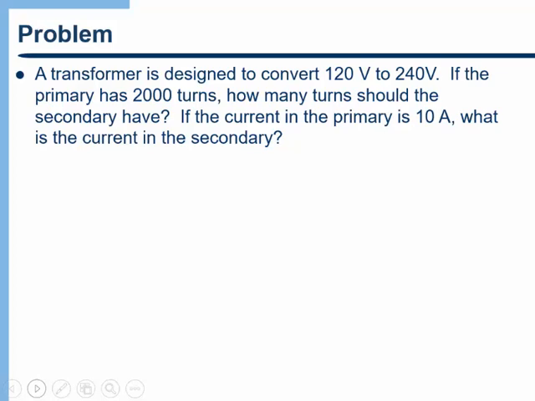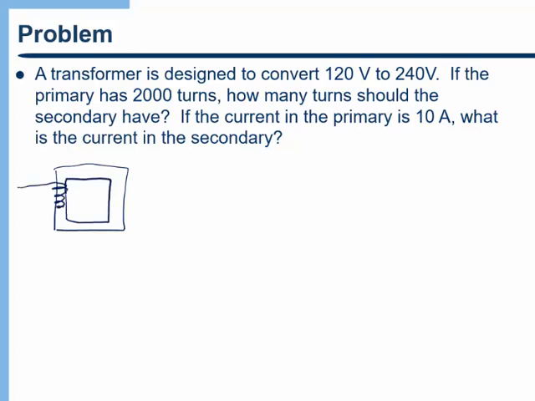Let's do a simple example here. It says a transformer is designed to convert 120 volts to 240 volts. If the primary has 2,000 turns, how many turns should the secondary have? And if the current in the primary is 10 amps, what's the current in the secondary? You can probably just figure this out in your head, but let me write it out with the formulas. Again, here's our transformer.